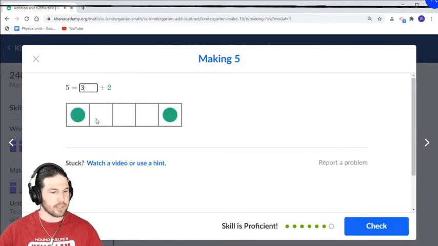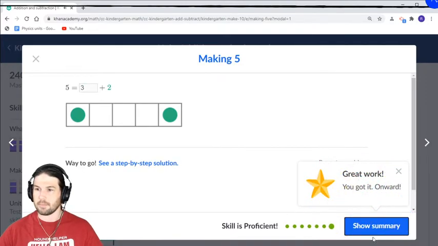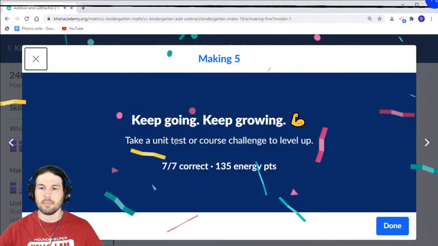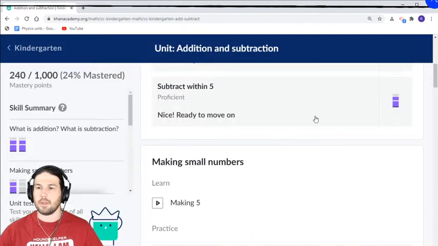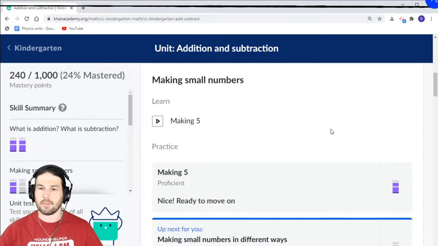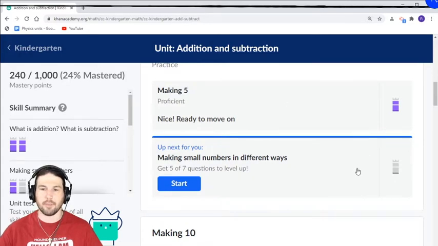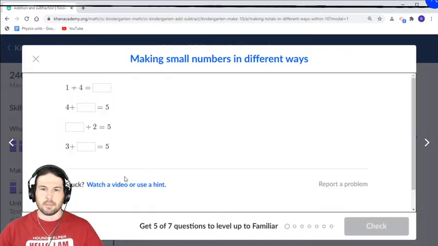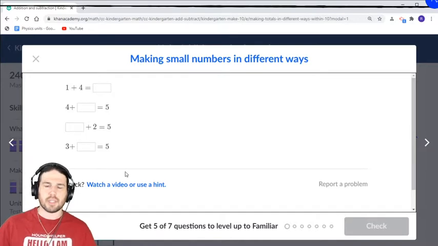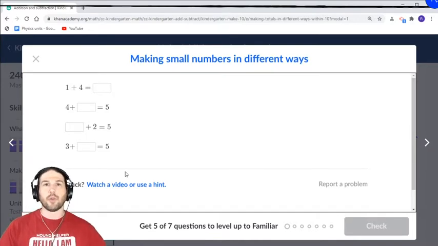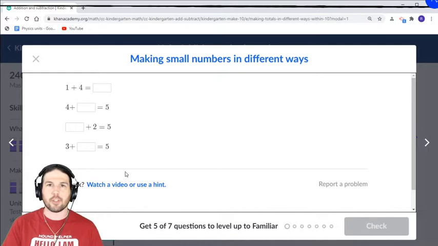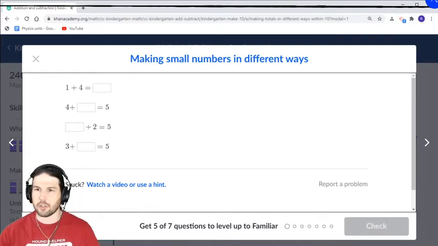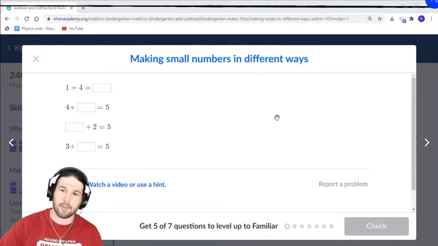And then 5 is 3 plus 2. Okay. So that was subtracting within 5. Or that was making 5, I'm sorry. So now making small numbers in different ways. I wonder what that means. Oh, I see. So this is just, again, reinforcing the idea that we can rearrange these things. And this kind of problem right here, and in fact, I need to check and see if this problem is, no, okay, I'm doing good.